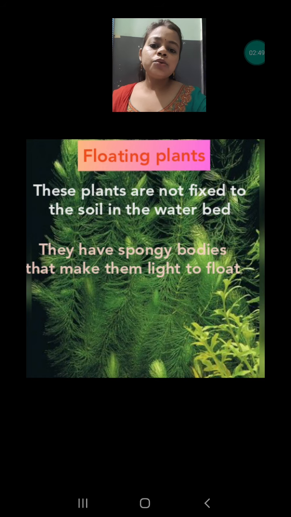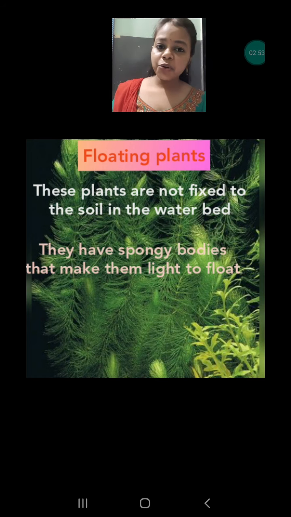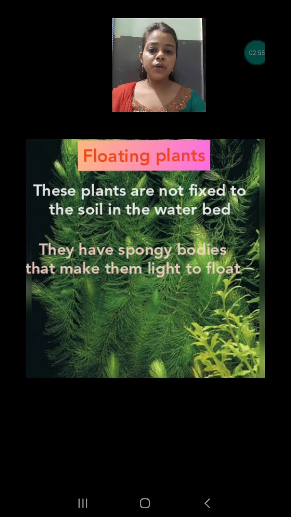So what is the adaptation? Only two adaptations you have to keep in mind about the floating plant. First, their root is not attached to the ground. They have very small roots, because there is no need. If they were attached by the root, they could not float easily on the surface of the water, and they could not change their place. So they do not have any very developed root, and their root is also not attached to the water bed.